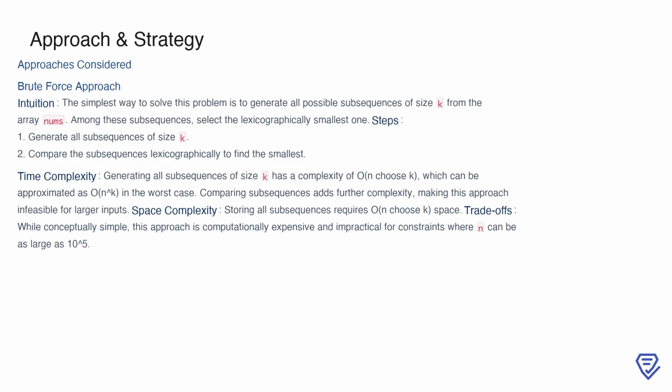Additionally, the space complexity is also prohibitive, as we must store all these subsequences during the computation. While this approach is conceptually simple and easy to understand, it suffers from significant computational inefficiencies, especially when n is large, such as 10^5. This makes it impractical for real-world scenarios where performance is critical.